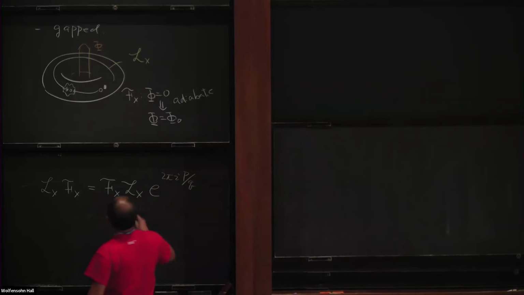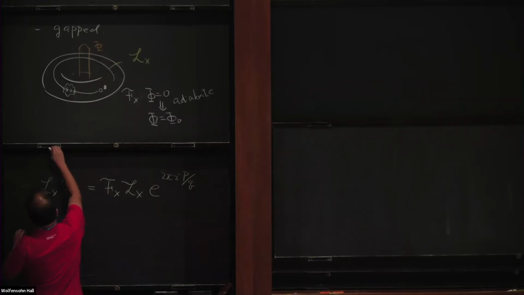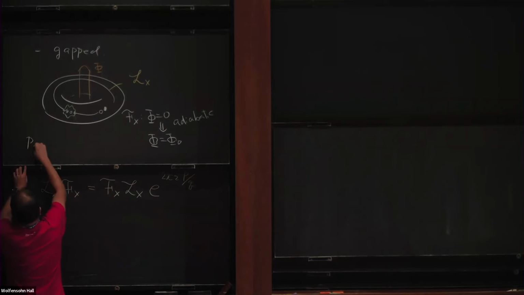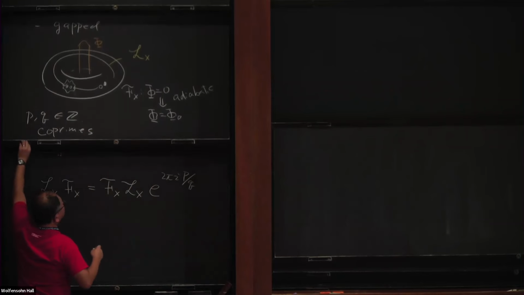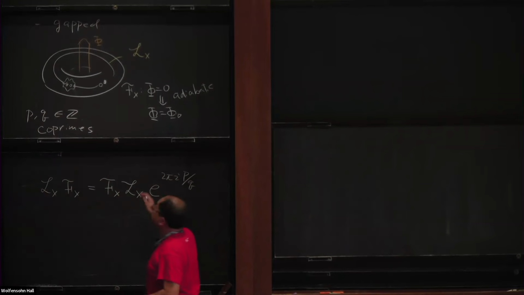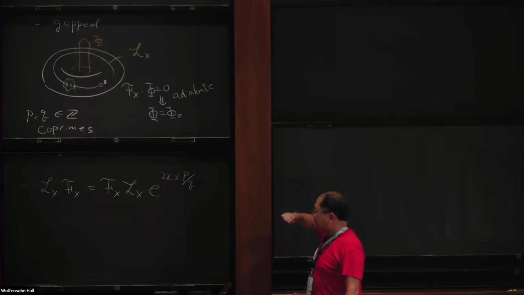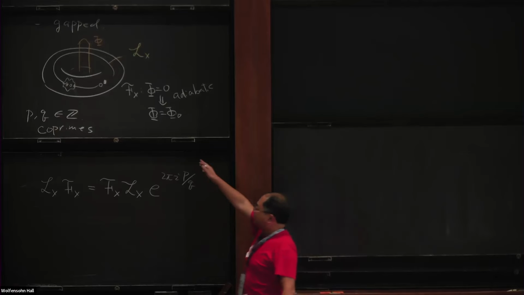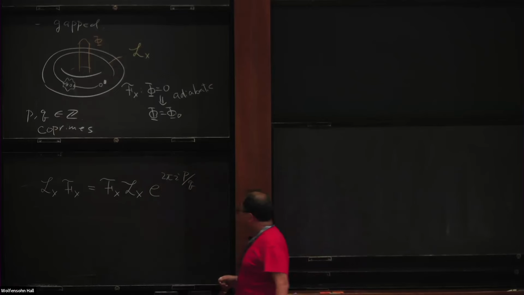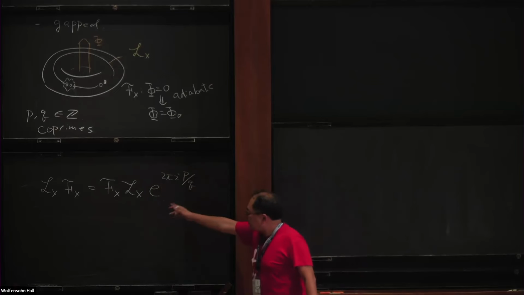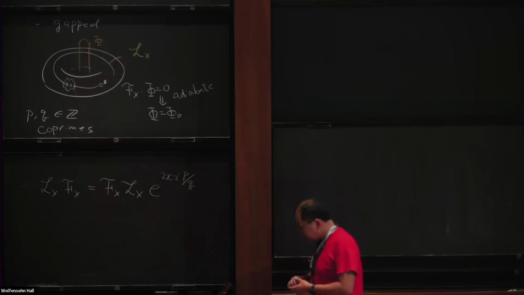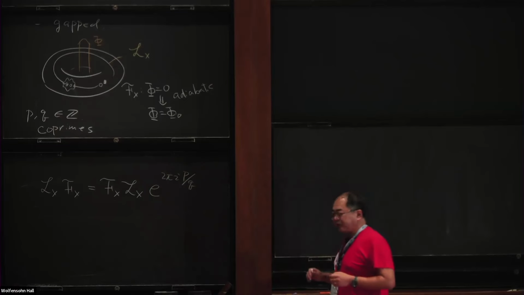And I forgot to say that p and q are integers and mutually prime, coprimes. That is, p and q don't have a common factor. If they have a common factor, you divide by the common factor to make them coprime. Then you would have this kind of commutation relation.